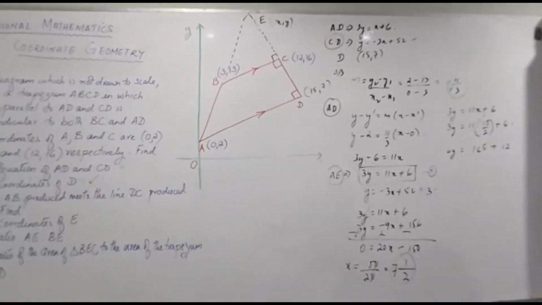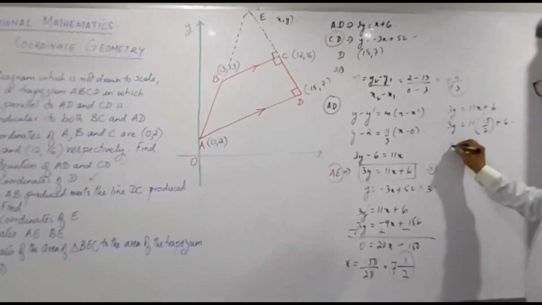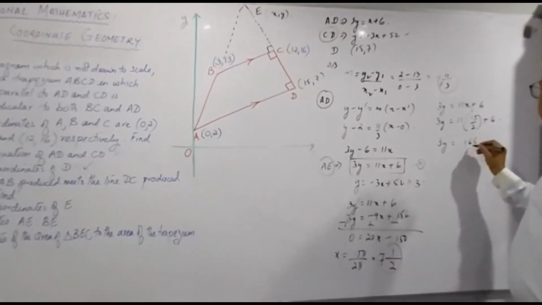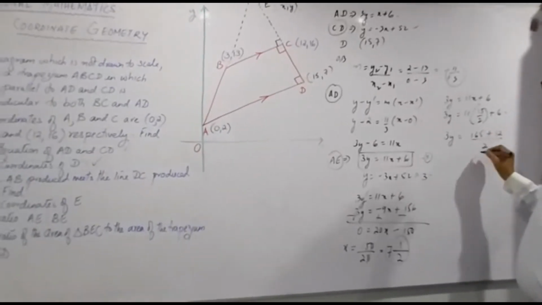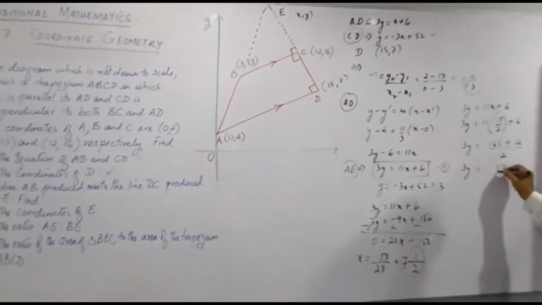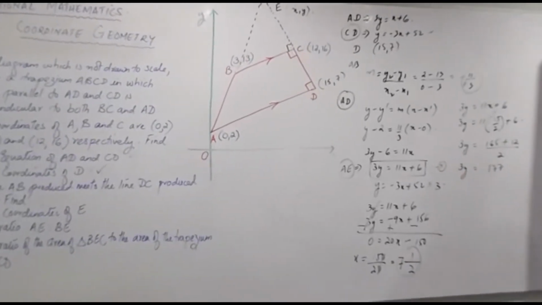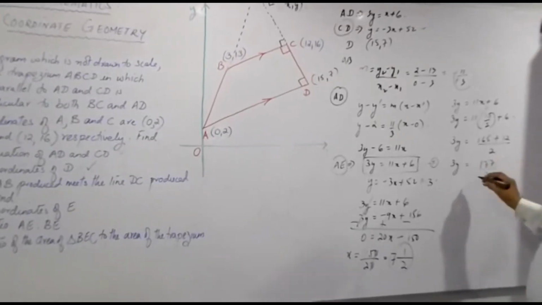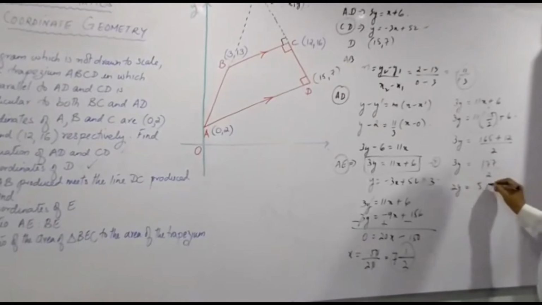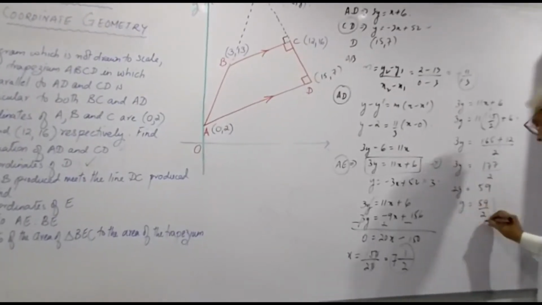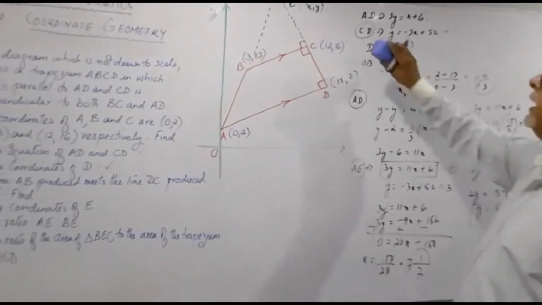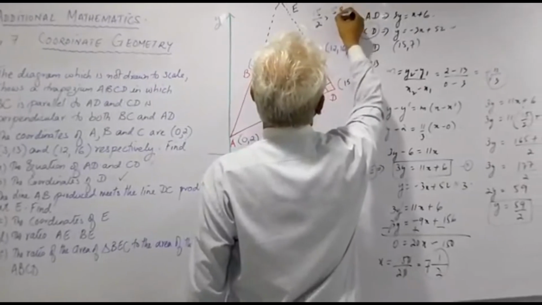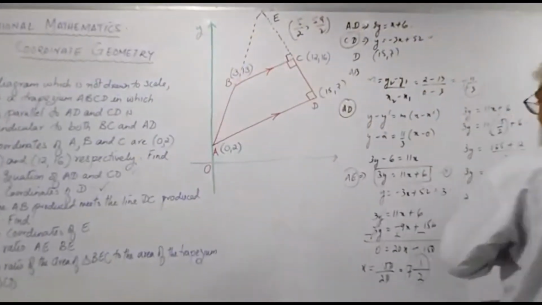Let's make it more simple. Let's solve it. 3y is equal to 11 times 15 is 165, over 2, plus 6 is 12 over 2. 3y is equal to 177 over 2. And we take this over here, the 2s cancel out, and y is equal to 59 over 2. So there you are. We got the value of E as 15 over 2 and 59 over 2. So this is what the coordinates of E are equal to.